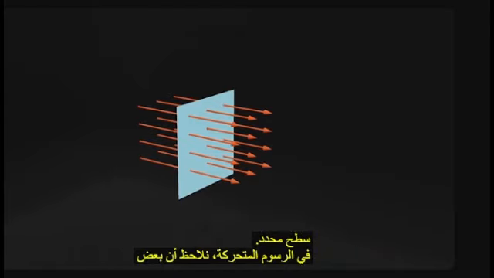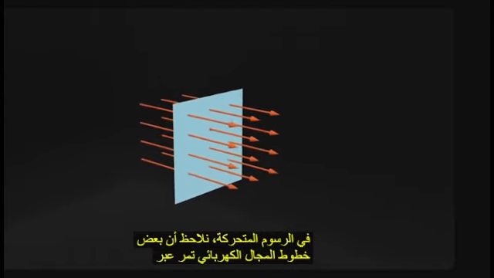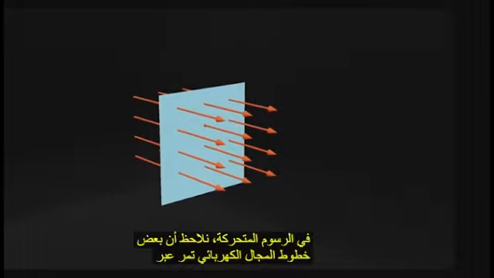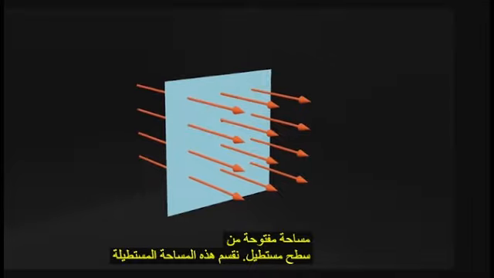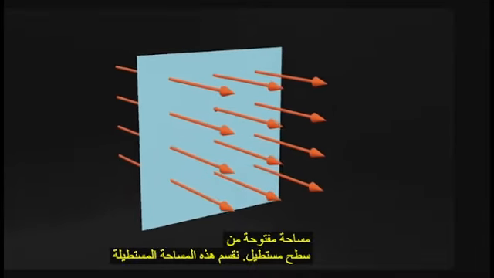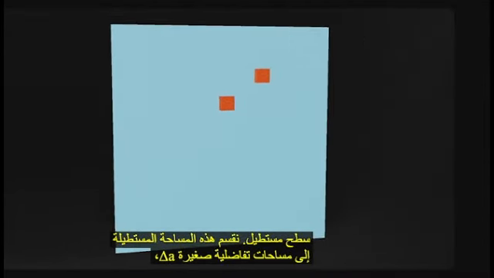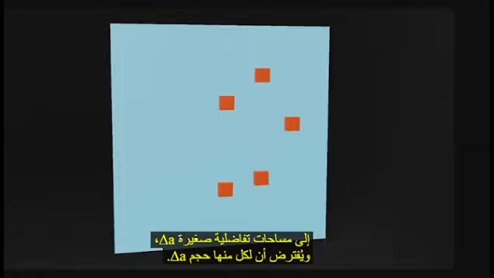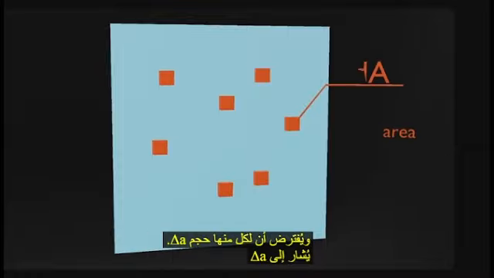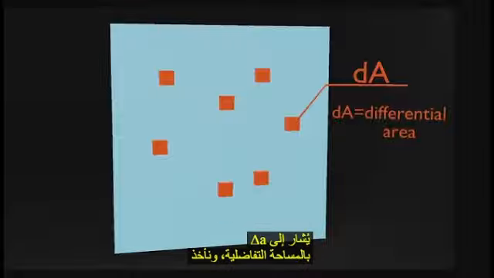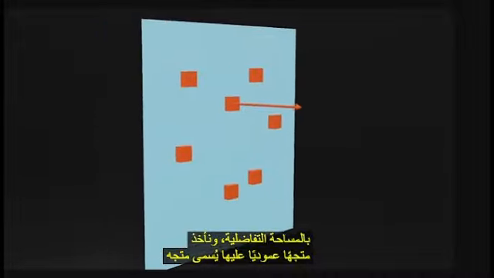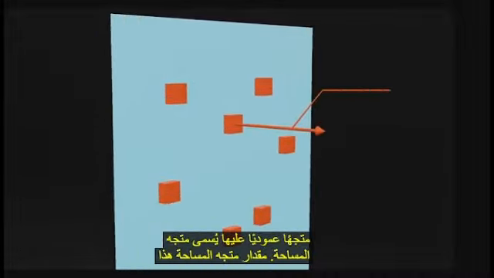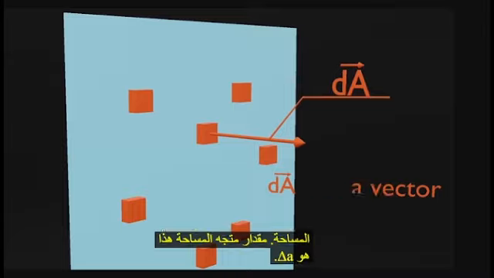In the animation, we observe that some electric field lines are passing through an open area of a rectangular surface. We divide this rectangular area into small differential areas, delta A, and each is considered to have a size of delta A. Delta A is referred to as the differential area, and we take a perpendicular vector to delta A called the area vector. The magnitude of this area vector is delta A.